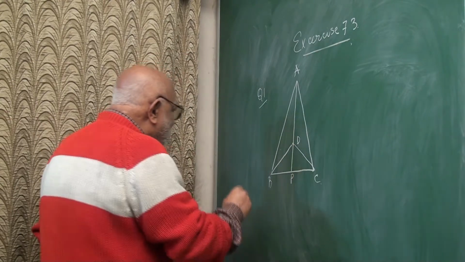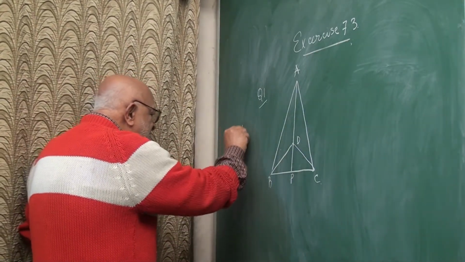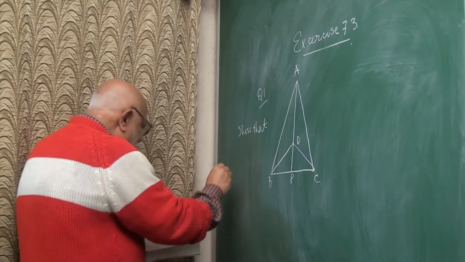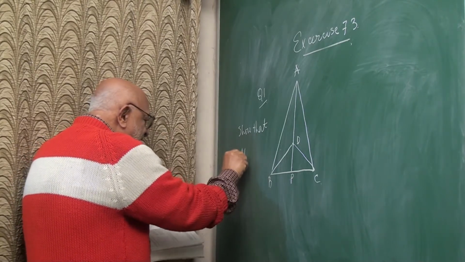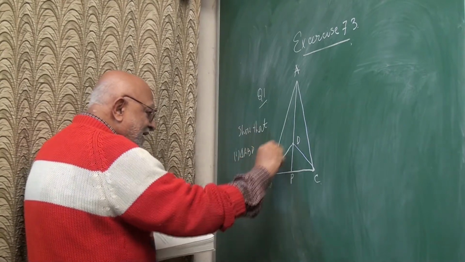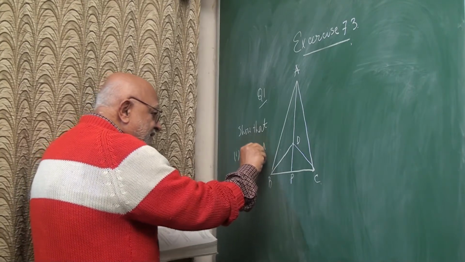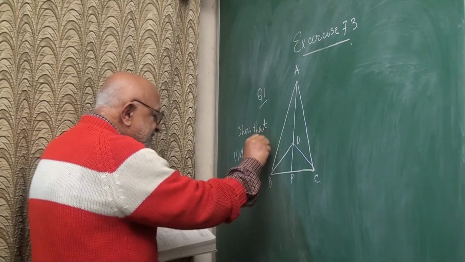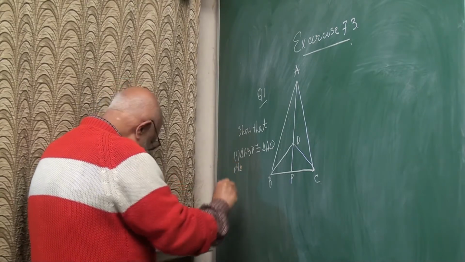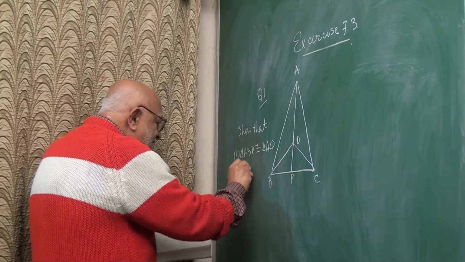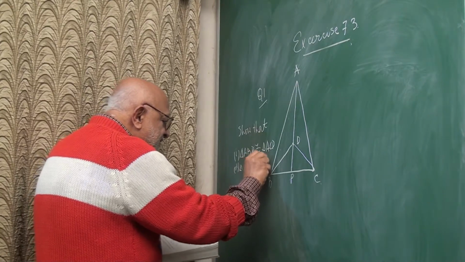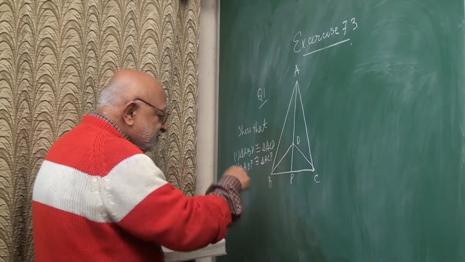So what is to show? Show that, number one, triangle ABD is congruent to triangle ACD, and then triangle ABP is congruent to triangle ACP.